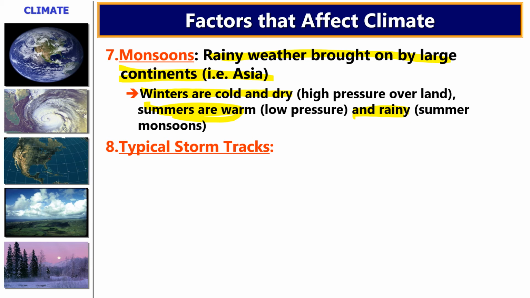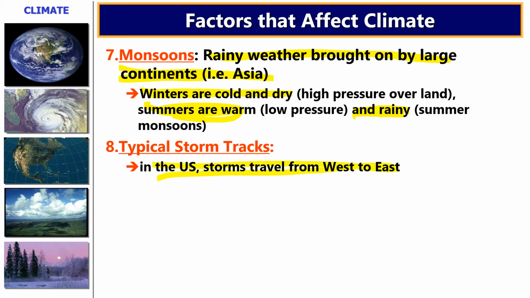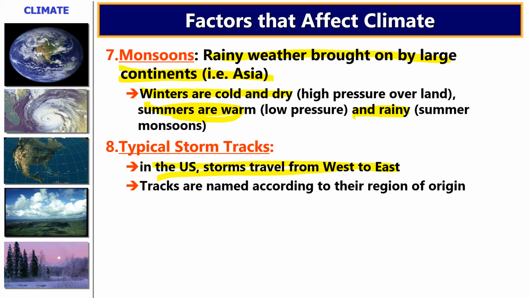Then typical storm tracks. As we mentioned in Unit 9, in the United States, our weather tends to come from the west and go towards the east. This is driven by our jet stream and our giant planetary wind belts. So again, in the US, we go from west to east. And these tracks are named according to their region of origin.